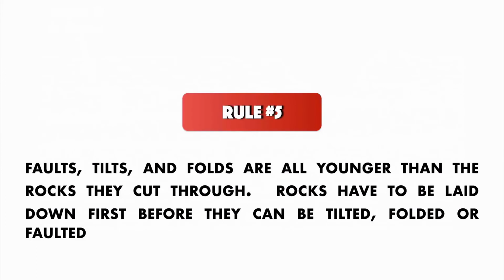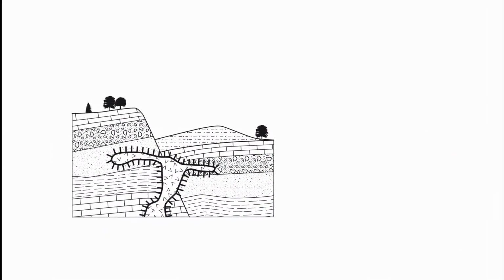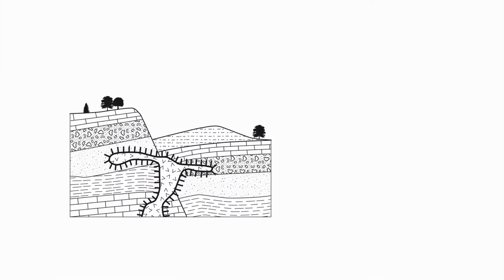Moving right along, we're up to Rule 5. Faults, tilts, and folds are all younger than the rocks they cut through. Rocks have to be laid down first before they can be tilted, folded, or faulted. I actually already talked about this rule in a previous cross-section. I know they're starting to look the same, but this is what I mean.